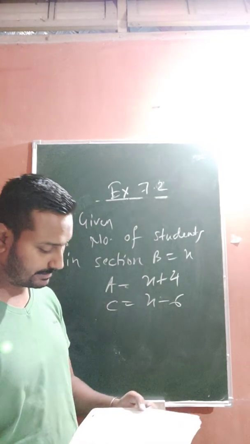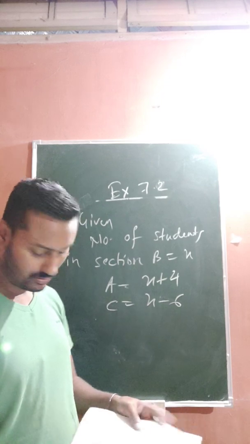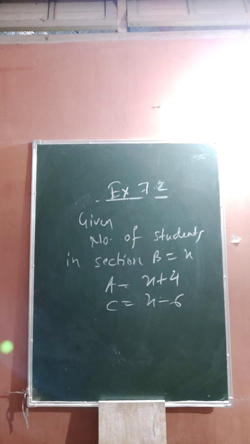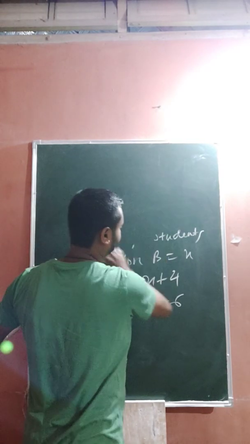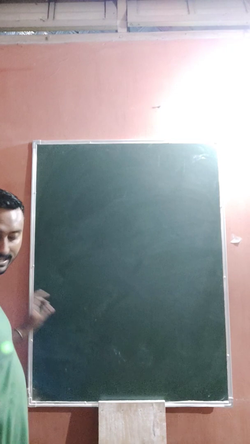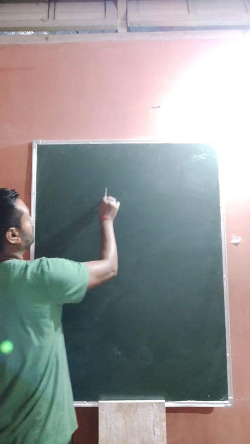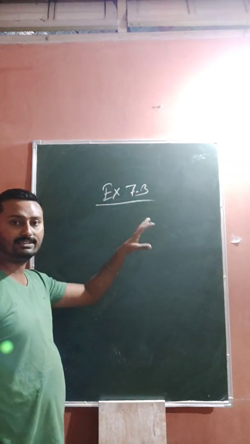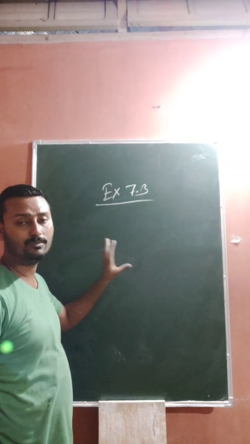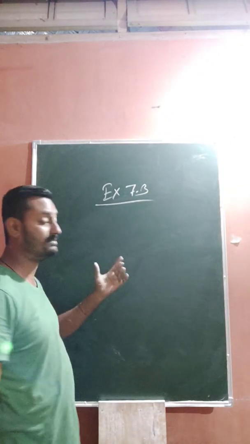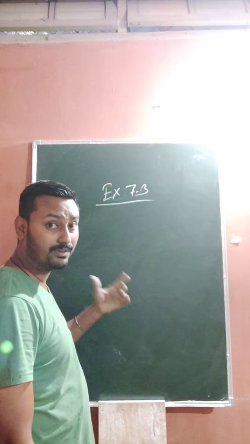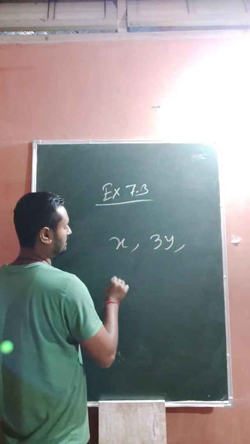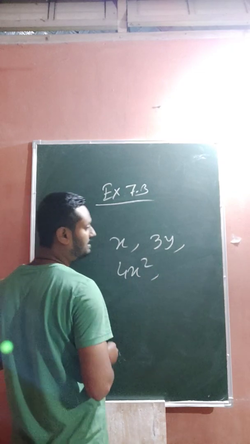So now come to exercise 7.3. In this case, monomial, binomial, trinomial, and coefficient, these types of things you have to know. Suppose there is only one term, then it is known as monomial. All of you know that all the things x, y, z, that is, all the given expressions are in the form of polynomials. In case of polynomials, if the number of terms is 1, then it will be a monomial. Suppose x, 3y, 4x squared, these types of terms are monomials.